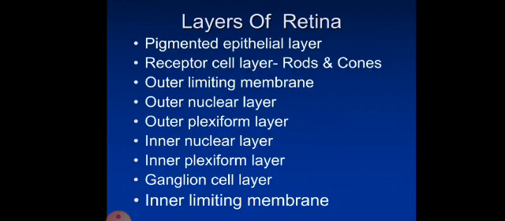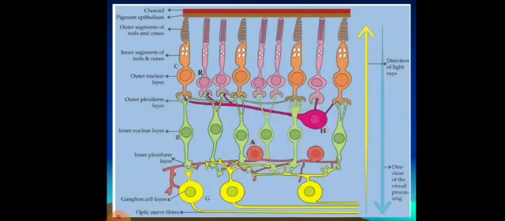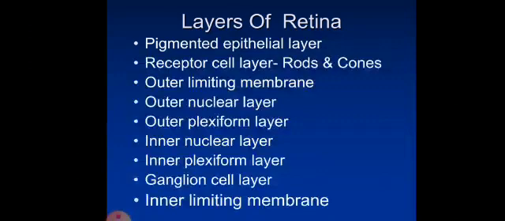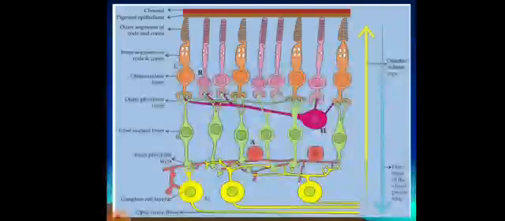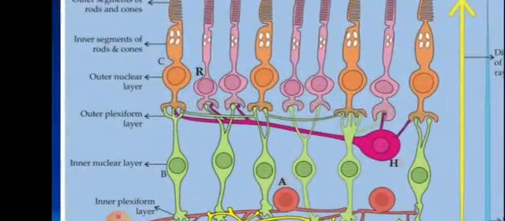Now this part is really important for you all, the layers of the retina. It can come as a 5 marker. Now if you look at the layers of the retina, I think I would like to go by this figure. This figure is very important. Now here, you have around 10 layers. So I would just like to enlarge this figure.